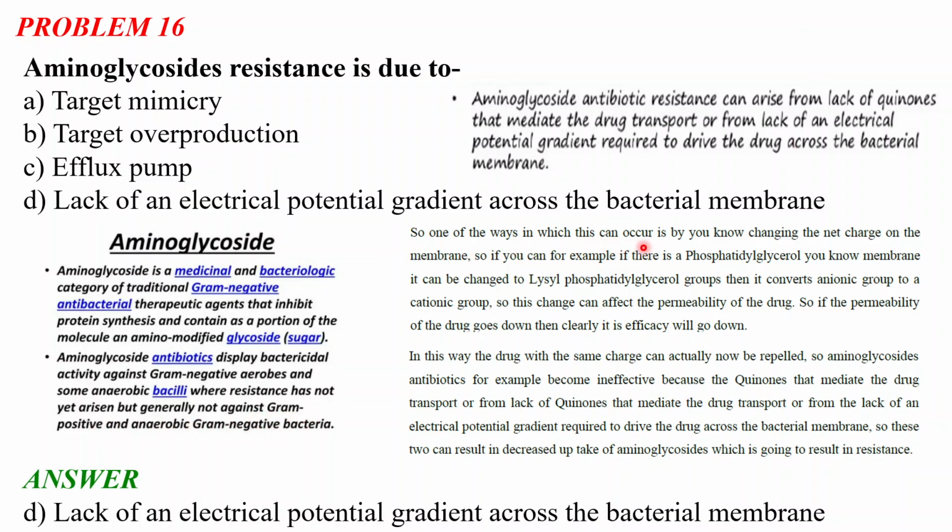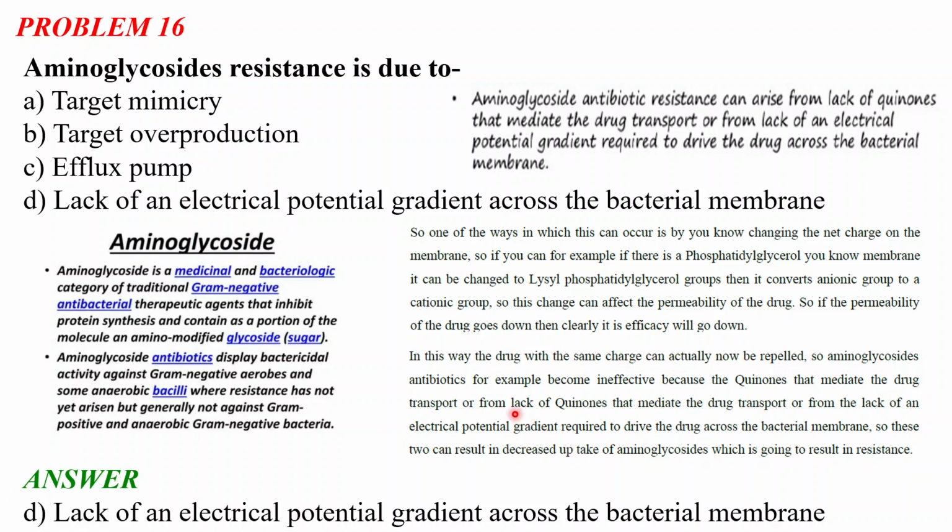So one of the ways by which resistance can occur is by changing the net charge of the membrane. For example, there is phosphatidylglycerol in the membrane that can change to lysyl-phosphatidylglycerol. Then it converts the anionic group to a cationic group. This change can affect the permeability of the drug. So if the permeability of the drug goes down, the efficacy will go down. In this way, the drug can be repelled.